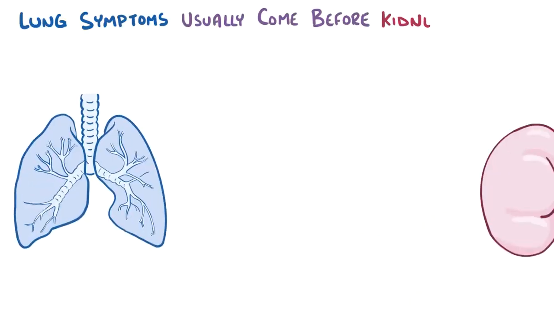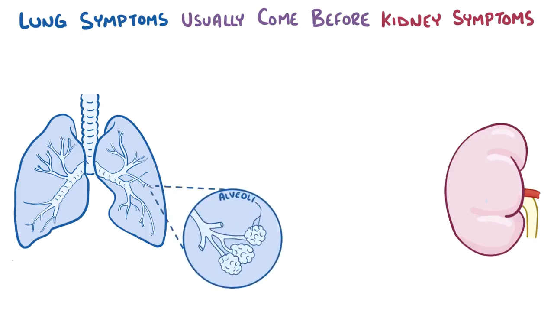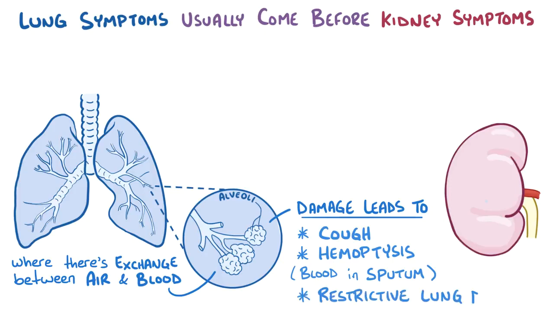In Goodpasture syndrome, lung symptoms usually come before kidney symptoms. Damage to the basement membrane in the lungs can cause widespread damage to the alveoli, the small air sacs where gas exchange happens between the air we breathe in and the blood, leading to a cough and hemoptysis, or blood in the sputum. The damage to the alveoli can also impair the ability of the lungs to exchange oxygen for carbon dioxide, leading to a pattern of restrictive lung disease.